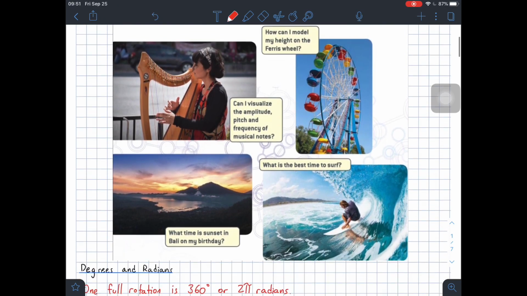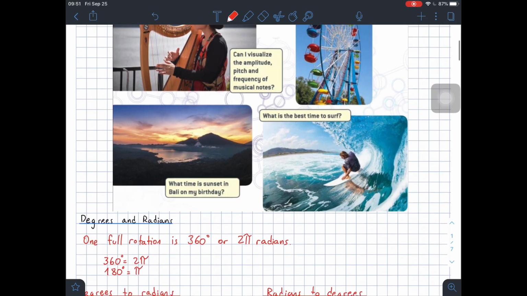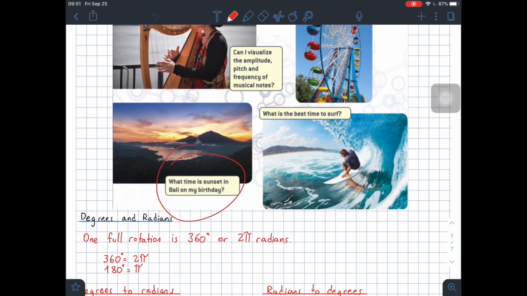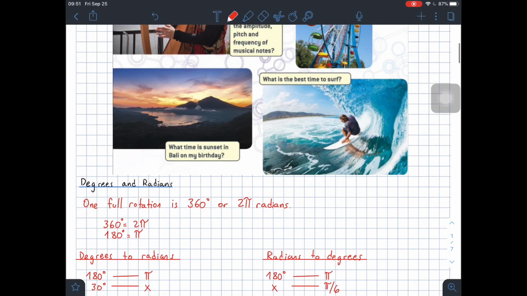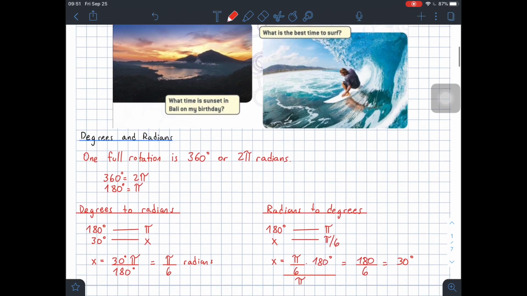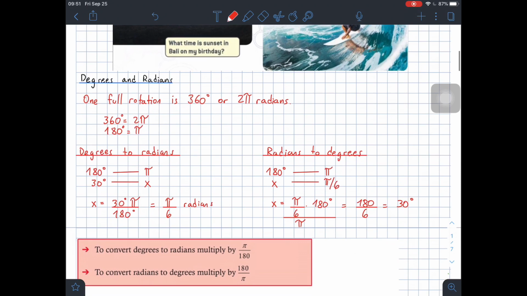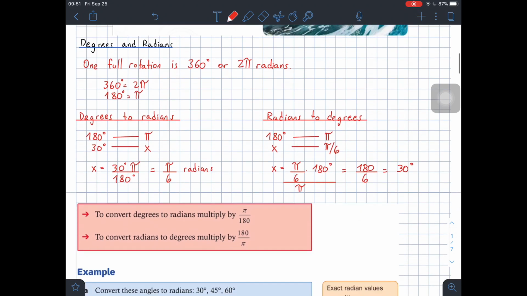And all of these are repeating patterns, right? Waves never end. They repeat and repeat throughout time. Also sunset, right? We have sunset every day and so on. So these are all examples of trigonometric functions. Okay, so let's start with some basic stuff.